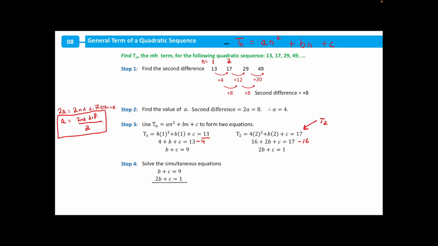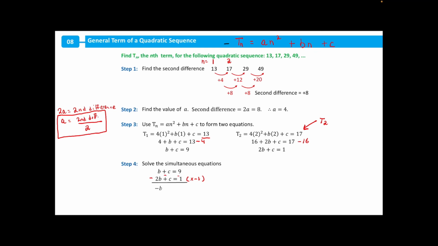To solve equations simultaneously, we write both equations underneath each other. b plus c equals 9, 2b plus c equals 1. We check to see whether the number in front of the b or the c is the same. Here we can see that the value in front of the c's is the same. So to cancel out these terms, I will multiply my second equation by minus 1. This makes each term in my second equation a minus. And now solve for your remainder.